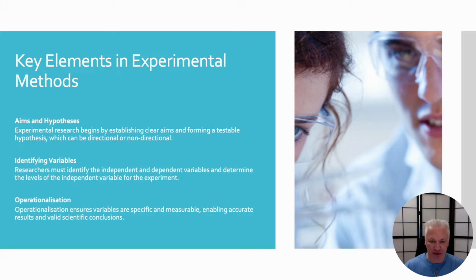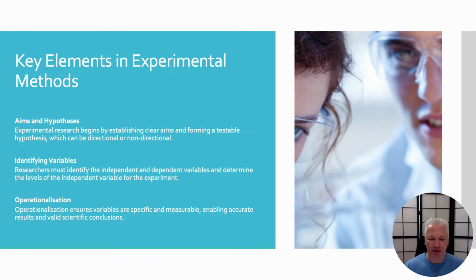And the DV, the dependent variable, is operationalised by clearly stating how it is measured. For example, memory performance measured by the number of words correctly recalled from a 20-word list. So clear operationalisation improves the replicability and reliability, which are key features of scientific research.